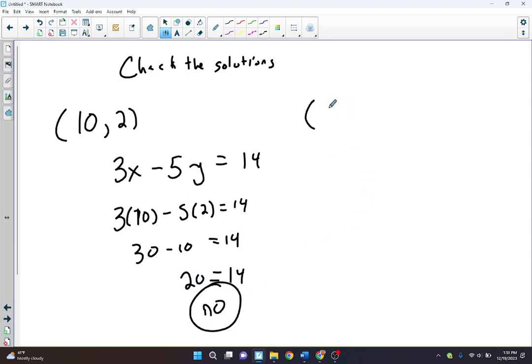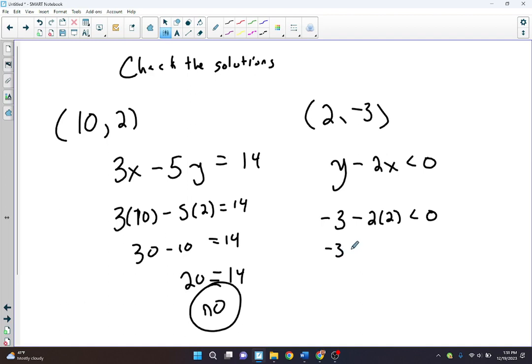Reminder though, you could have an inequality. So let's say 2, negative 3, y minus 2x is less than 0. Negative 3 minus 2 times 2 is less than 0. Negative 3 minus 4 is less than 0. Negative 7 is less than 0. In this case, this is true, so you say yes. Remember, if it's an inequality or an equal sign, it just depends if it's true or not. You say yes or no, or true or false, or however you want to say it.